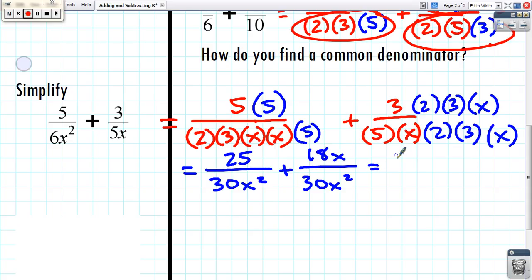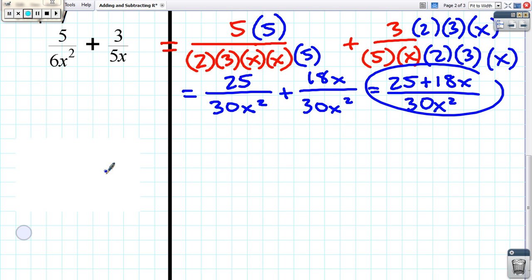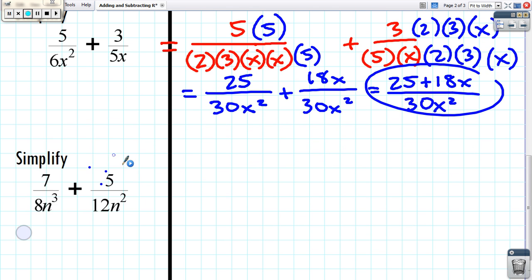And now I put together my numerators. 25 plus 18x over 30x squared. And if there were anything to simplify, I'd go ahead and simplify this like the last problem, but in this case there isn't, so that would be my answer. Alright, let's try another one like that. How about this problem?